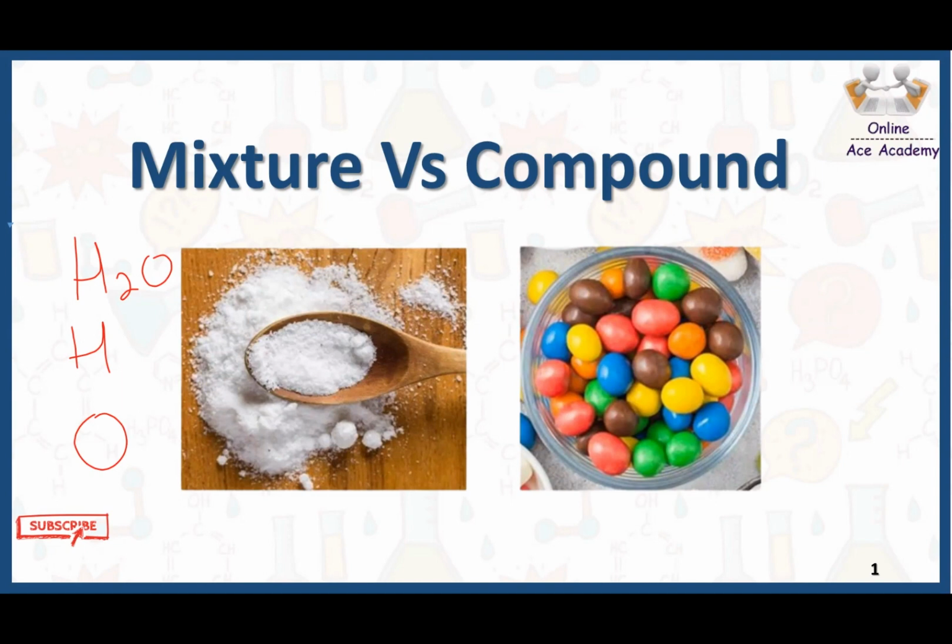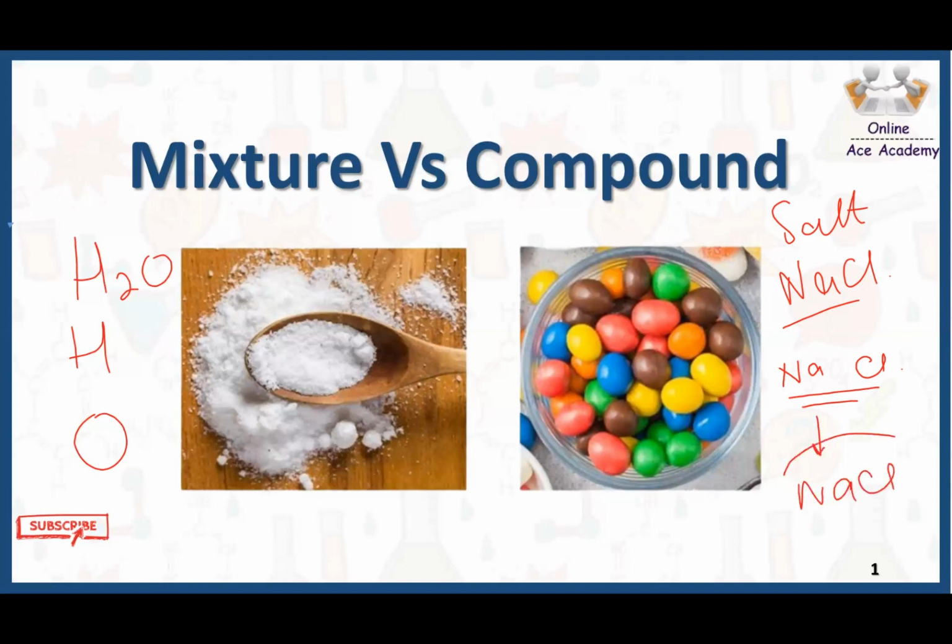On the other hand, we have a mixture like salad. It is made up of different kinds of vegetables and fruits. These vegetables and fruits are mixed together, and as a result, we get a mixture. Salt is NaCl. Sodium and chlorine combine chemically, they make a chemical bond, and as a result we get a compound, that is NaCl, and this is an ionic compound. When this table salt is mixed with water, as a result we get a mixture. So these are some common examples of mixtures and compounds from our daily life.